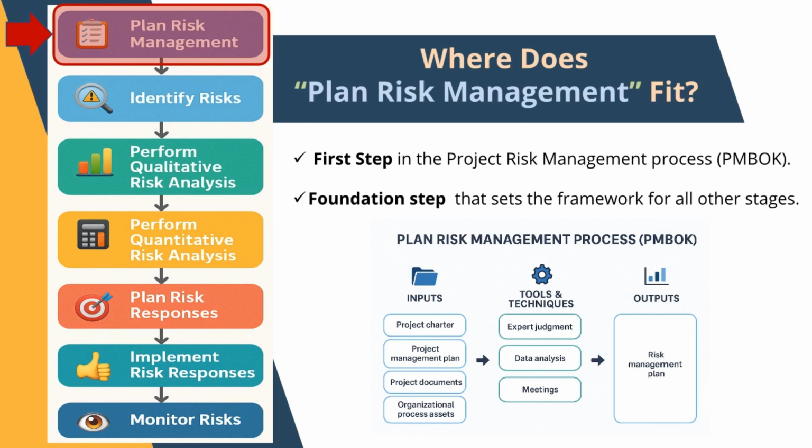The slide breaks down how we build that blueprint. We start with our inputs, key documents like the project charter and our company's past experiences. This is our raw material. We then use tools and techniques like expert judgment and team meetings to workshop and design our plan. The final output is the risk management plan itself. This is our finished blueprint, our master playbook for the entire project. Doing this first is what separates a proactive, controlled project from a reactive, chaotic one. It ensures that when a risk pops up, we don't panic, we just open the playbook and execute.